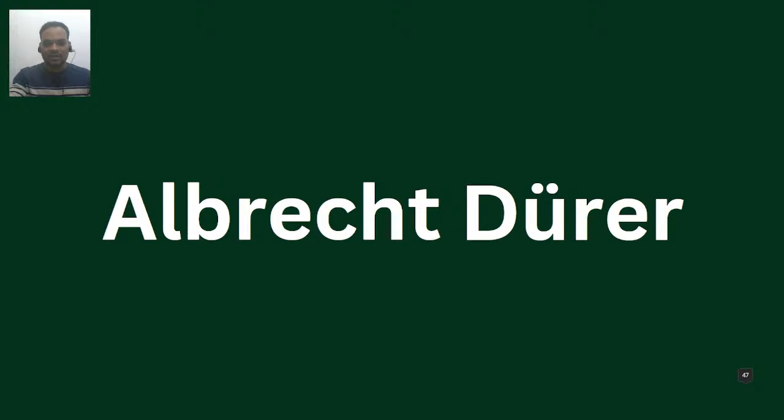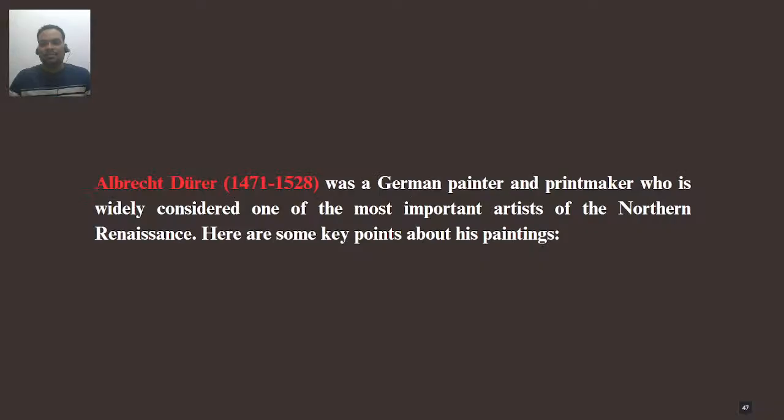So let's discuss this very famous artist from Germany, Albrecht Dürer. He was a German painter and printmaker who is widely considered one of the most important artists of the Northern Renaissance. Here are some key points about his paintings. So let's get to the points. As you can see, there are two paintings of a rabbit. You can see clearly.